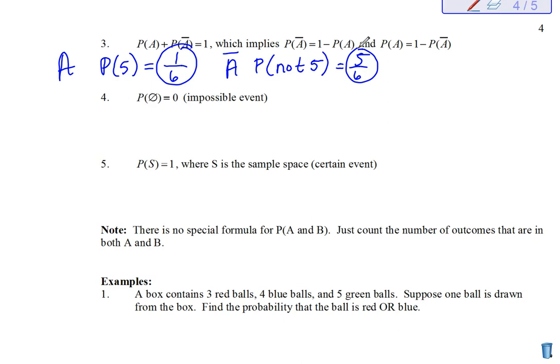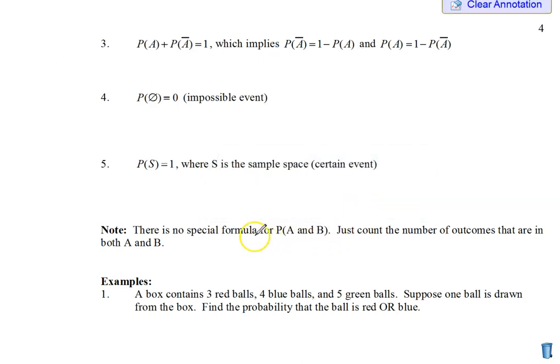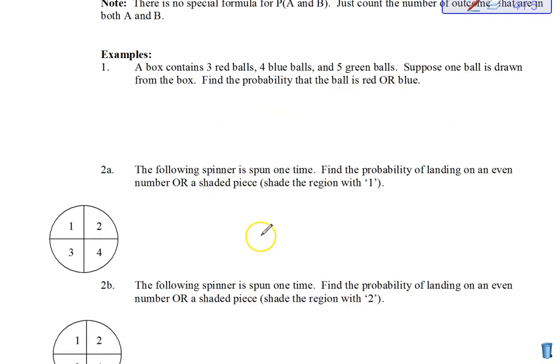All right, we're going to finish up with some example problems. So the first one that we have here is a box contains 3 red balls, 4 blue balls, 5 green balls. Suppose one ball is drawn at random. Find the probability that the ball is red or blue. For a lot of students, it might help them to have a visual. So you might write for them, there are 3 red balls, 4 blue balls, and 5 green balls. You could actually bring in a box full of those balls.